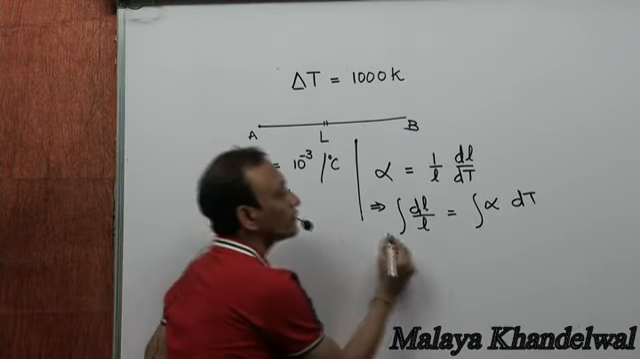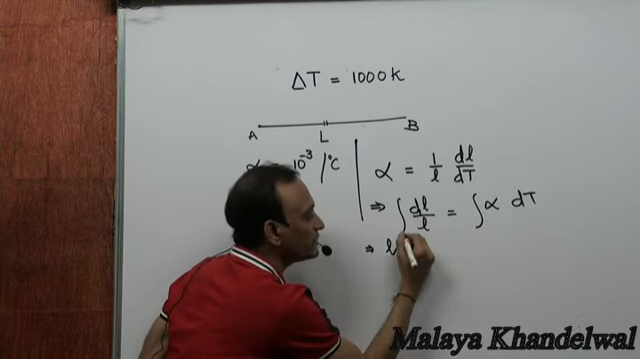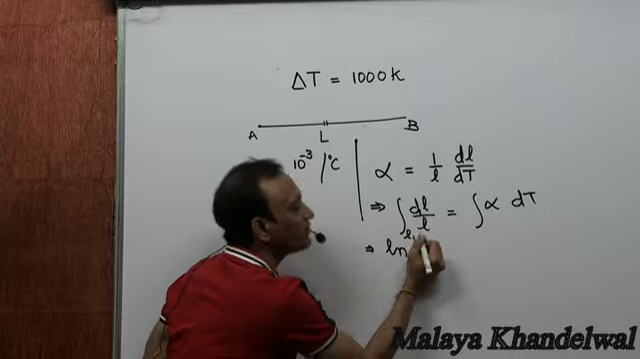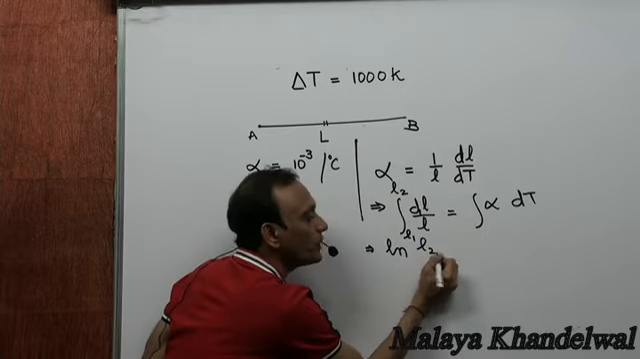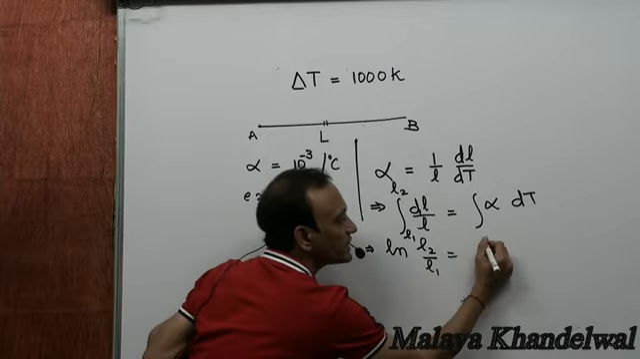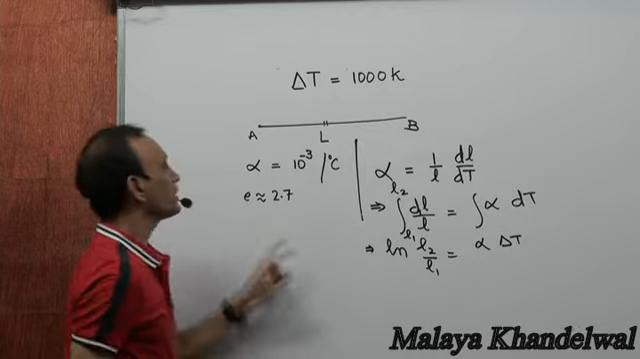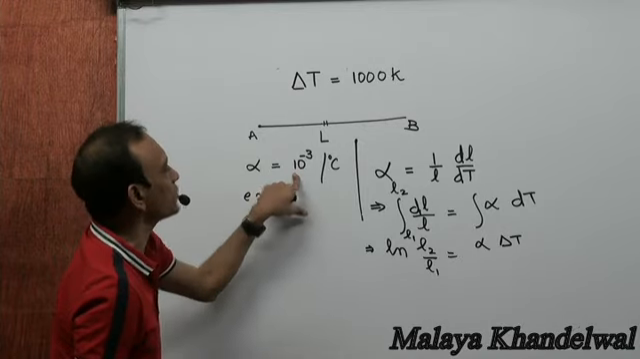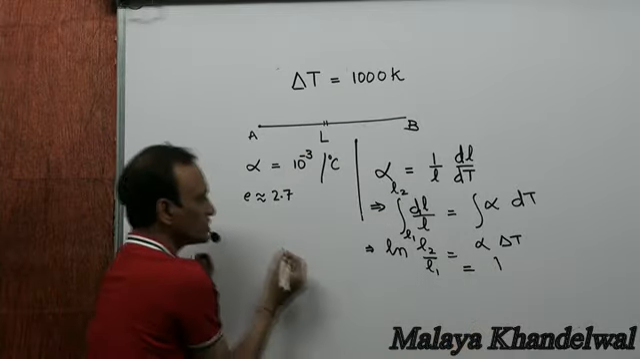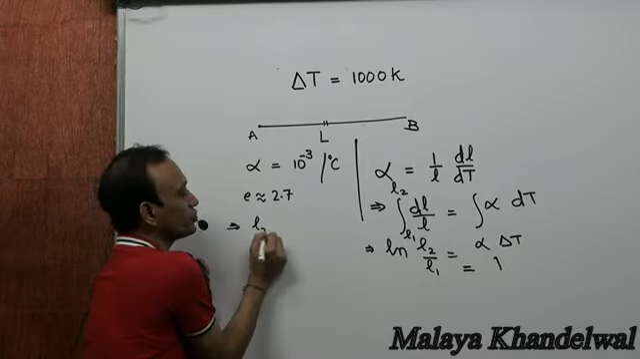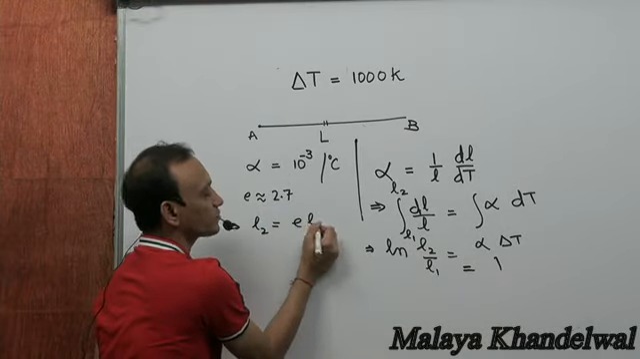then this would give me log of final length, say L changes from L1 to L2. So this would give me log of L2 by L1, where L1 is the initial length, equals alpha into change in temperature, which is delta T, right? But alpha into delta T is 1. See, 10 to the power minus 3 into 10 to the power 3, that's 1. So this gets us to L2 equals e times L1, right?